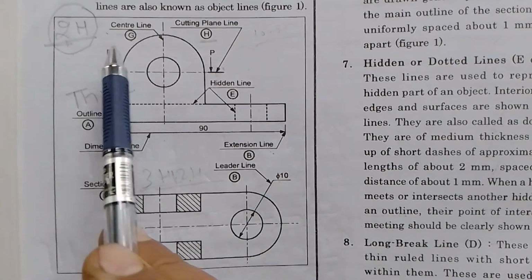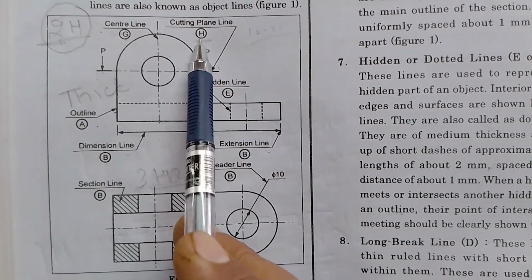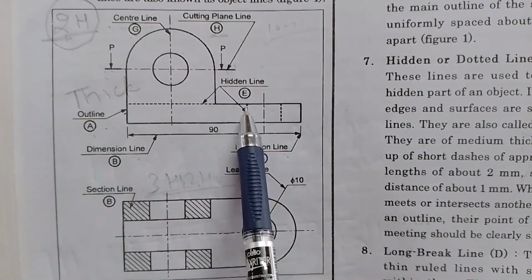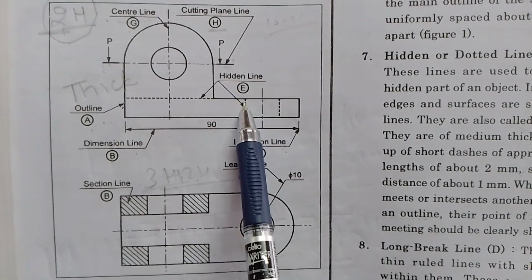Center line is a Z category line. Cutting plane is H category, hatching line is also H category, and outlines are A category. Hidden lines are E category lines.